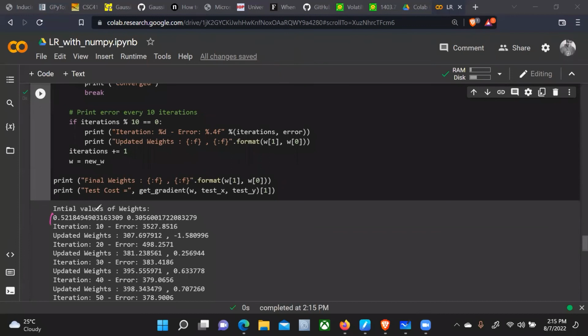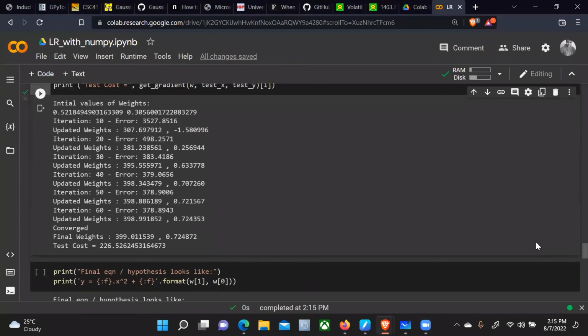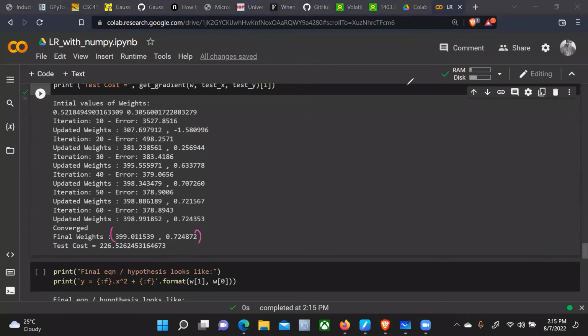So you can see we start with wrong, random values, and the mean squared error is very high. But the simple rule is that the error keeps coming down as time goes on. If the error keeps coming down, it means we are going in the right direction. At some point it stops and we get our final outcome.